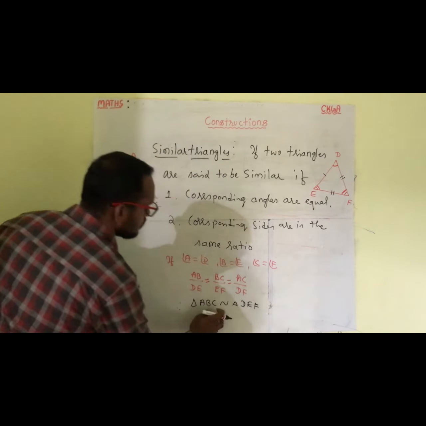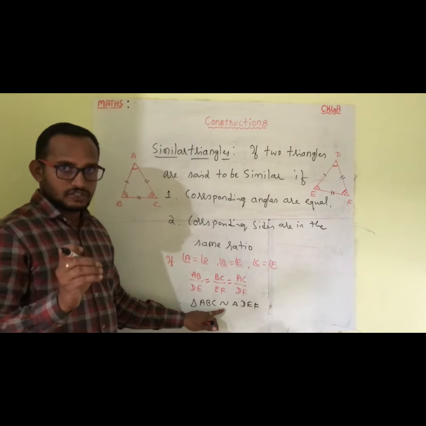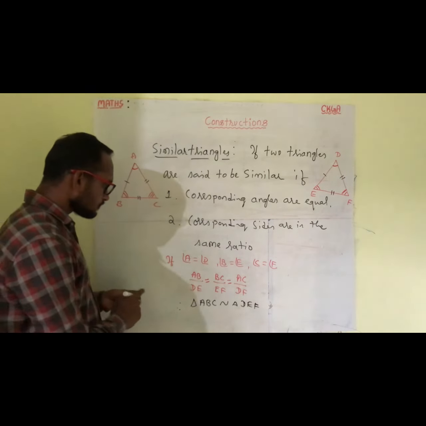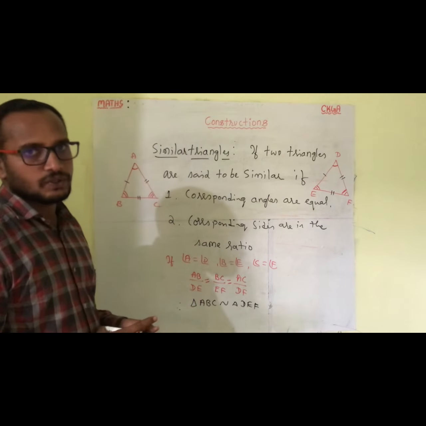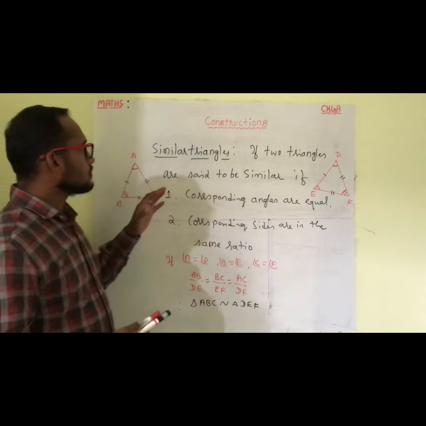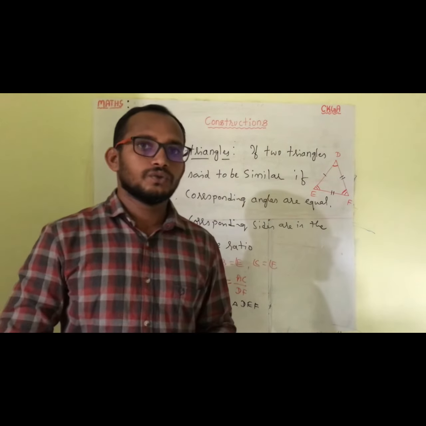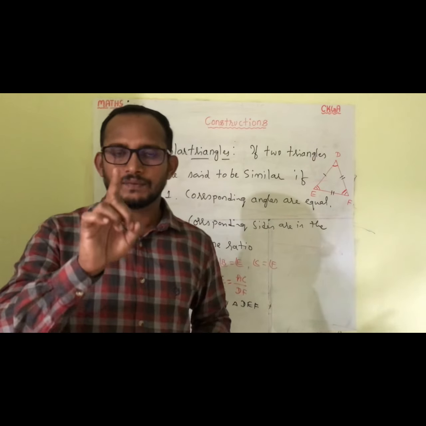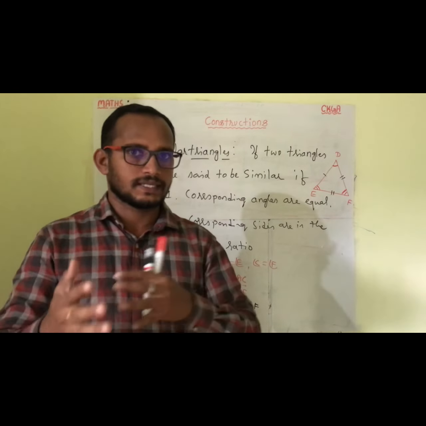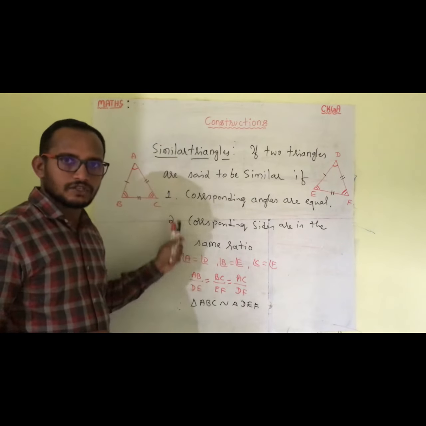So you can look at the symbol. This sign indicates similarity. How to write this one? Triangle ABC is similar to triangle DEF. So these are the two keywords. You must know them to tackle the problems in the first exercise. You need the concept of ratio and similar triangles.